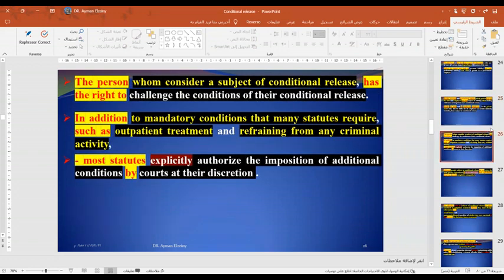A person who is subject to conditional release has a right to challenge the conditions of his or her conditional release. In addition, there are mandatory conditions that many states require, such as outpatient treatment or refraining from committing any criminal activity. Most states explicitly authorize the imposition of additional conditions by the court at its discretion.